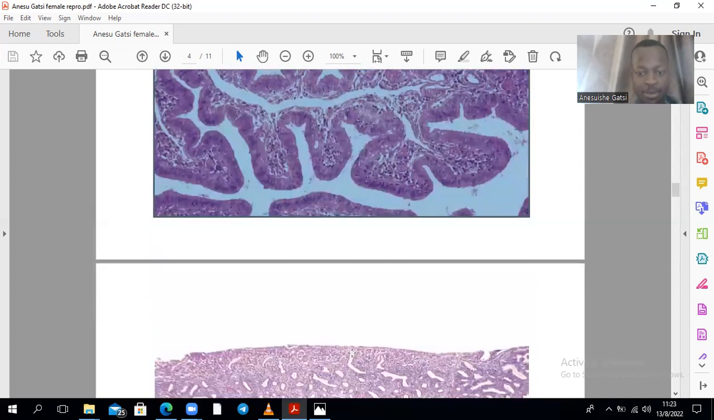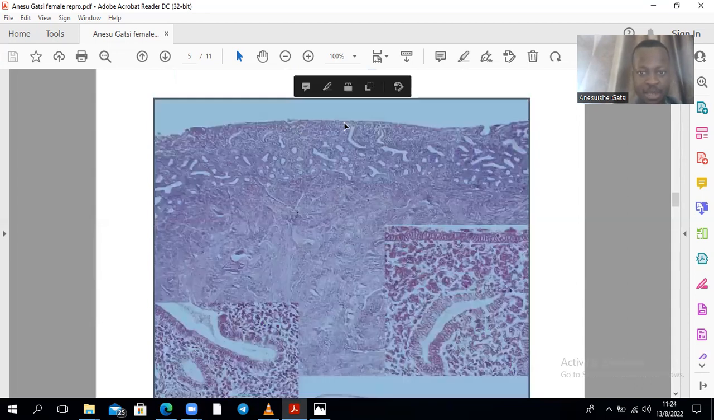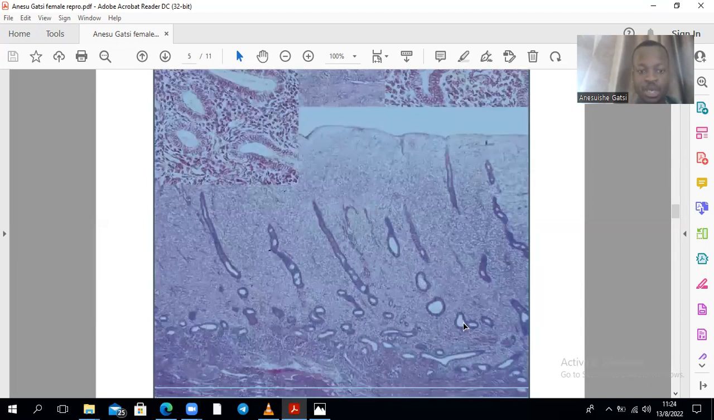Then it's a classic picture of uterine tissue. This right here, that's the myometrium. Then this is the surface epithelium on the side. These are glands in the endometrium. It's a classic picture. This is surface epithelium again. Here you have glands. That's uterus tissue.